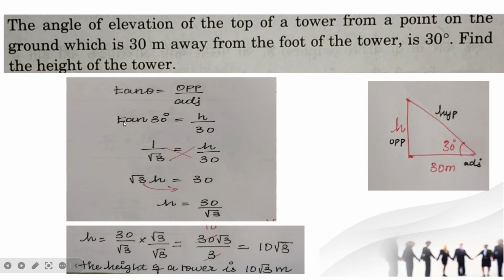What's the value of tan 30 degrees? 1 by root 3. So 1 by root 3 equals height by 30. When you cross multiply, root 3 into h equals 30 into 1, which is 30. We just want the height. The relation between root 3 and h is multiplication. When it goes to this side, it will become division. So height equals 30 by root 3.